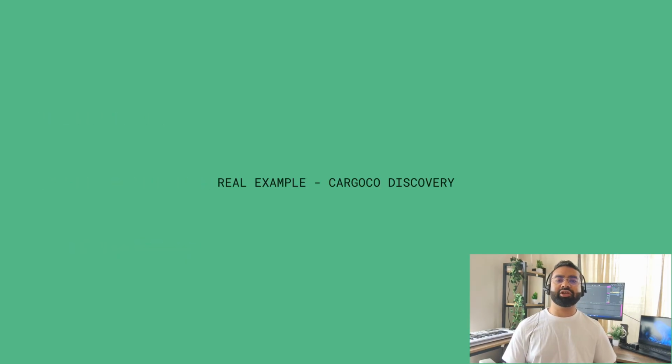Let's see discovery in action. Real conversations from the Cargo Co. deal. The setup, Jane Doe, VP, reached out. They needed cargo forecasting. That's what the email said. But here's how the discovery actually went.